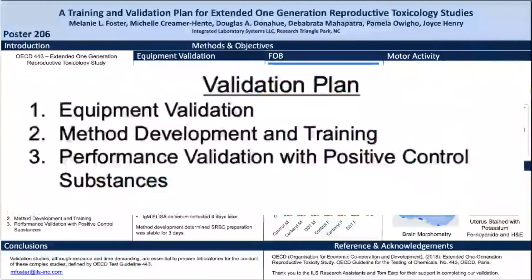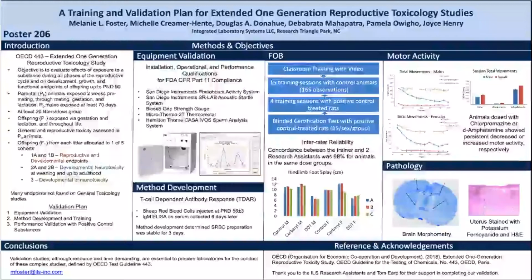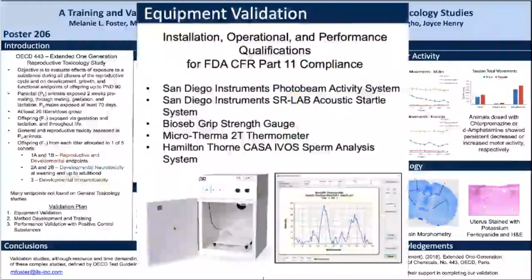Our plan had 3 steps. First, equipment validation. Next, method development and training, and third, a performance validation using positive control substances. Equipment validation was done using validation scripts to conduct installation, operational, and performance qualifications to comply with the FDA CFR Part 11 for computer-generated data.